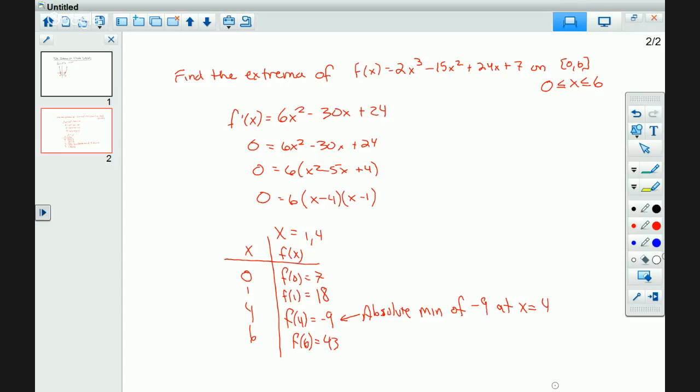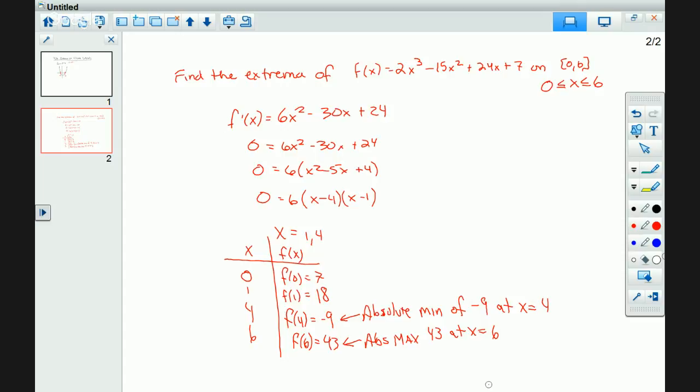So, and then here's our max. Your absolute max? Yep, because it's higher than all the rest of them, right? So absolute max is 43 at x equals 6. Okay?